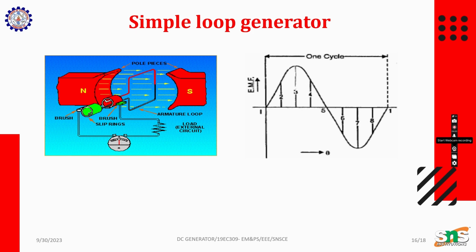This is the simple loop generator, where a magnet is kept on both sides, north pole and south pole, and a single conductor is placed with the help of slip rings and brushes, and we are giving a supply. Due to the supply through the carbon brush, the windings will start rotating, and when the magnet and the electric field are perpendicular, it produces the alternating cycle.